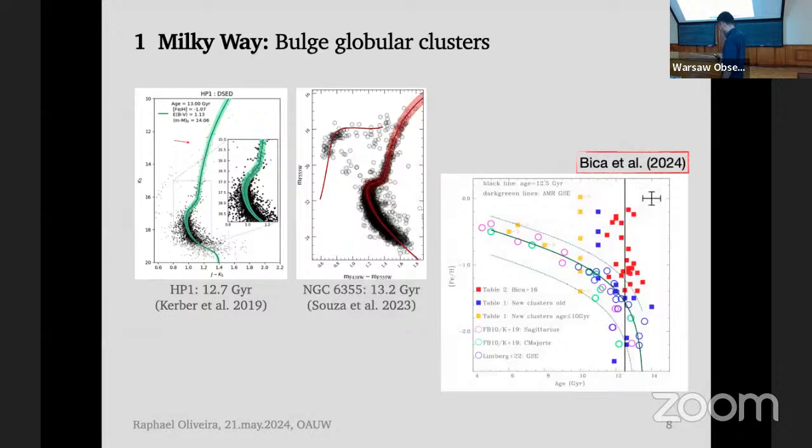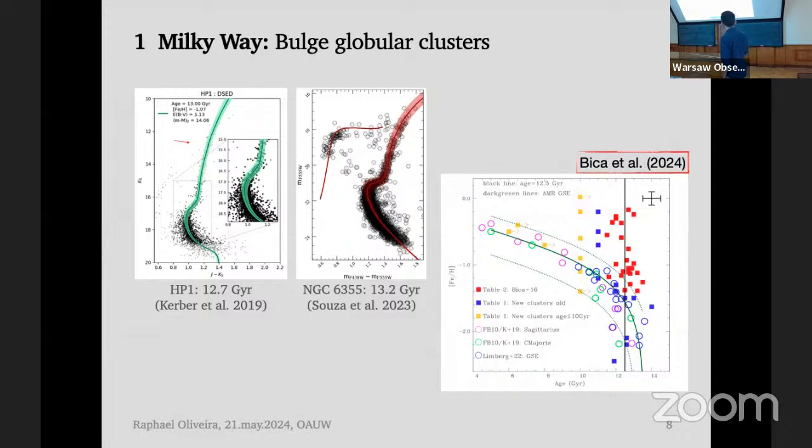And the interesting part here, maybe the most important, is to plot the age and the metallicity derived for these clusters. Summaries of hope everything's fine. Yeah.